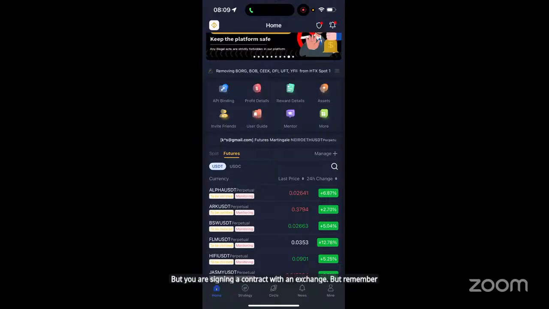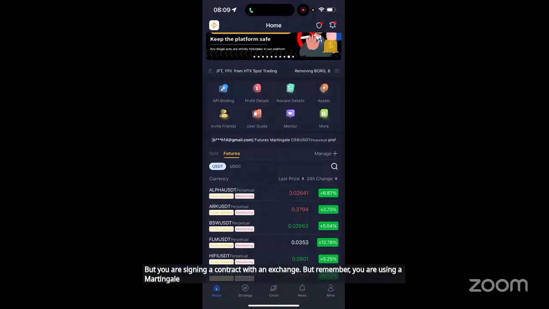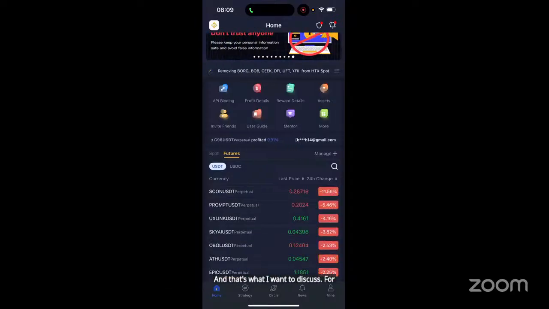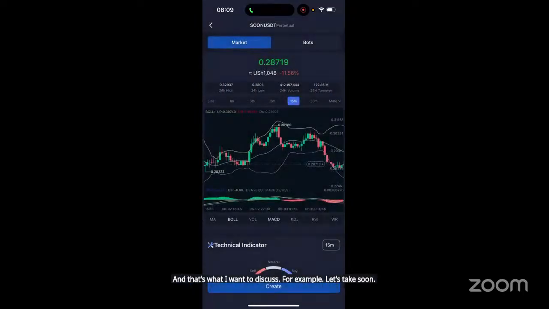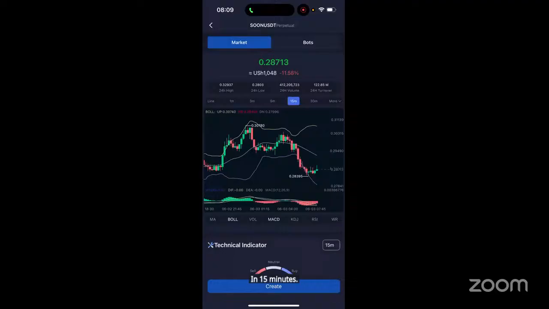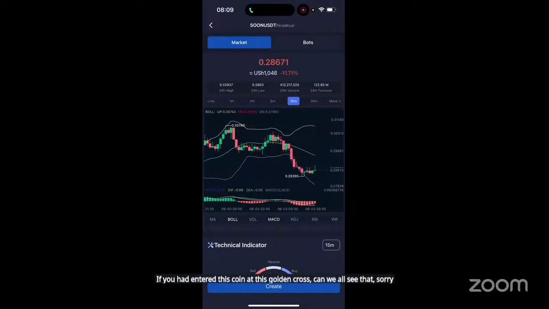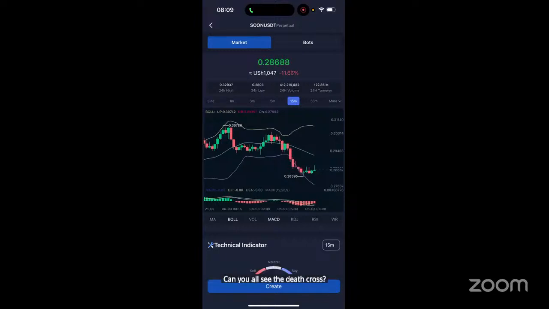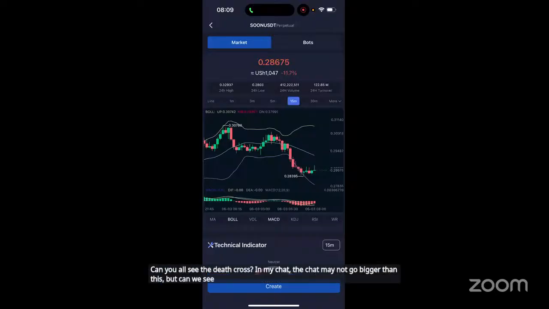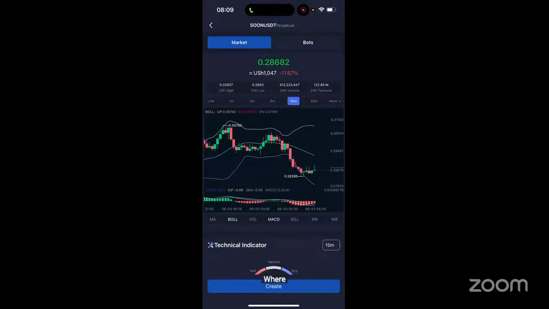But remember, you are using a martingale robot. And that's what I want to discuss. For example, let's take SUN in 15 minutes. Look here, guys. If you had entered this coin at this golden cross, can we all see the death cross in my chart? The chart may not go bigger than this, but can we see the death cross where the red histograms started? Where the red histogram started, it means this coin started going down.